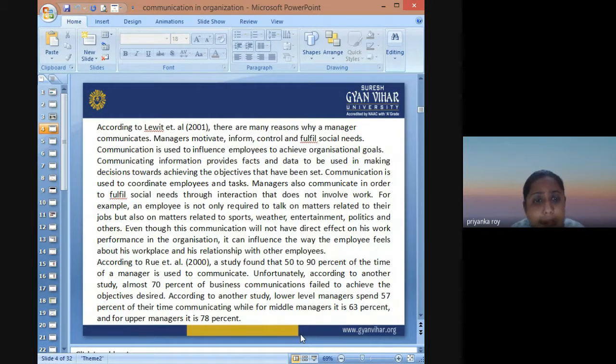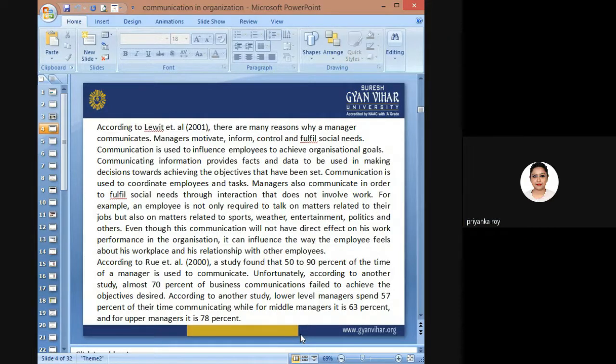For example, an employee is not only required to talk on matters related to their jobs but also on matters related to sports, weather, entertainment, politics, and other fields of occupation. Even though this communication will not have a direct effect on his work or performance in an organization, it can influence the way an employee feels about his workplace and his relationship with other employees.